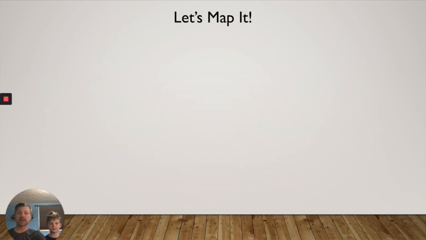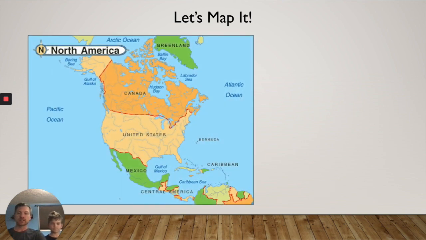So first, let's map it. Maps are super helpful. We started working on maps this year, and it will help us answer these questions. All right, so this should look familiar. We have North America. North America is a continent, right? There's the Pacific Ocean, the Atlantic Ocean. We learned this earlier this year. And a continent is a huge mass of land. So I'm not showing the whole globe, but I'm showing one of the 7 continents.